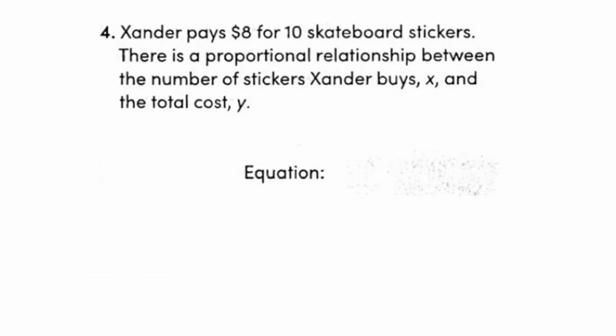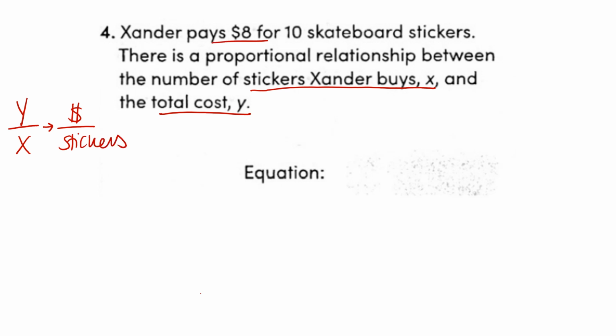Number 4. Xander pays $8 for 10 skateboard stickers. There's a proportional relationship between the number of stickers Xander buys, x, and the total cost, y. Our fraction stays y over x. Our y value is the total cost, so the money, and the x would be the stickers. So he pays $8 for his total cost, for his 10 total stickers.